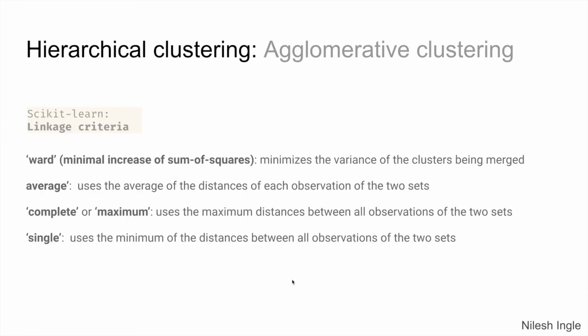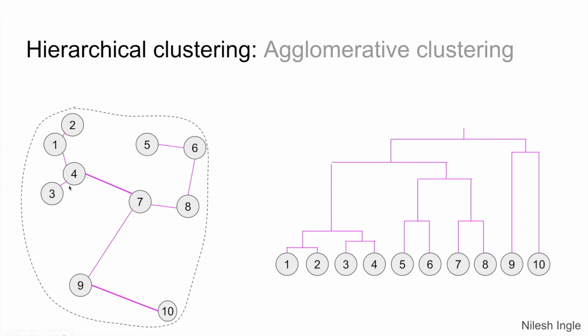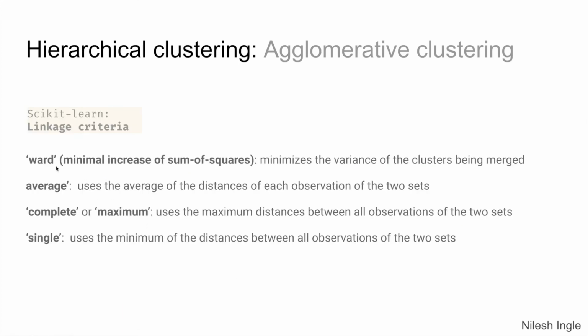Now in scikit-learn, there are different ways we can create the links between data points and clusters, and these are listed here. There is ward, average, complete, and single. So ward minimizes the variance of the clusters that are being merged, then average uses the average, complete or maximum uses the maximum distance, and single uses the minimum distances.